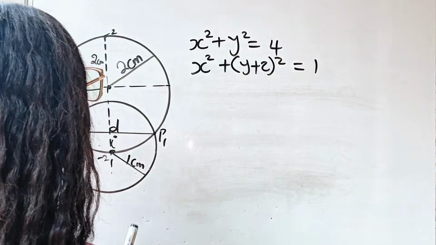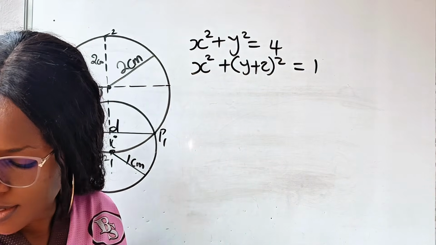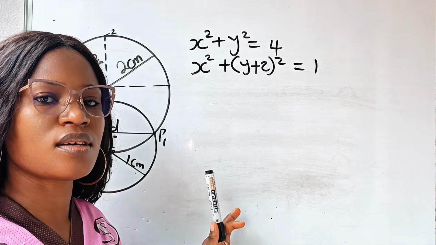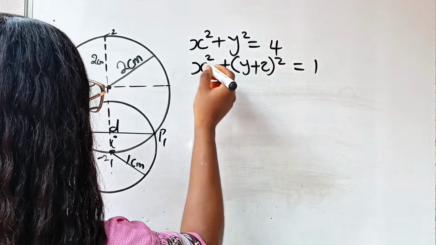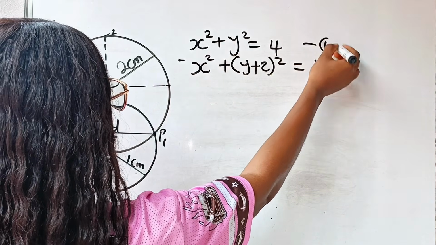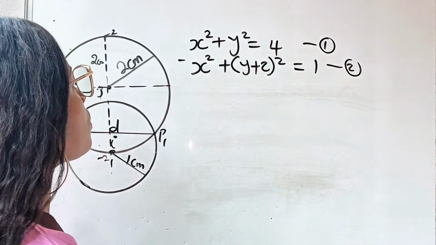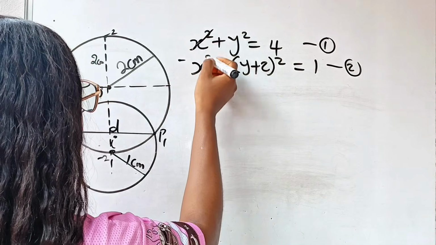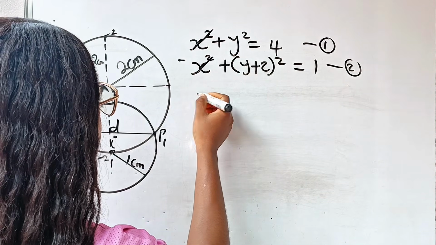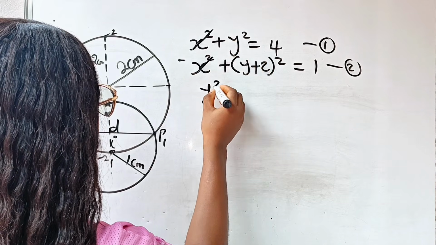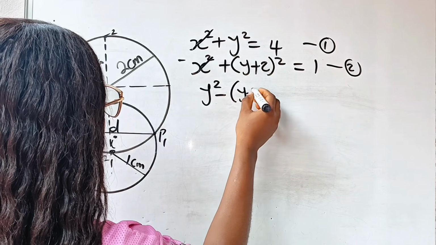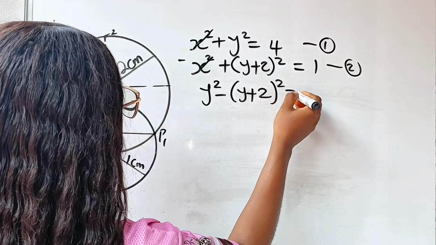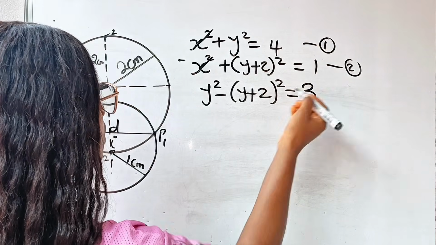Now, because I can see x squared and x squared, let me take them away. So using the elimination method, let us take equation 2 away from equation 1. If we subtract, the x squared terms will go, so we are left with y squared minus (y plus 2) squared is equal to 4 minus 1, which is 3.